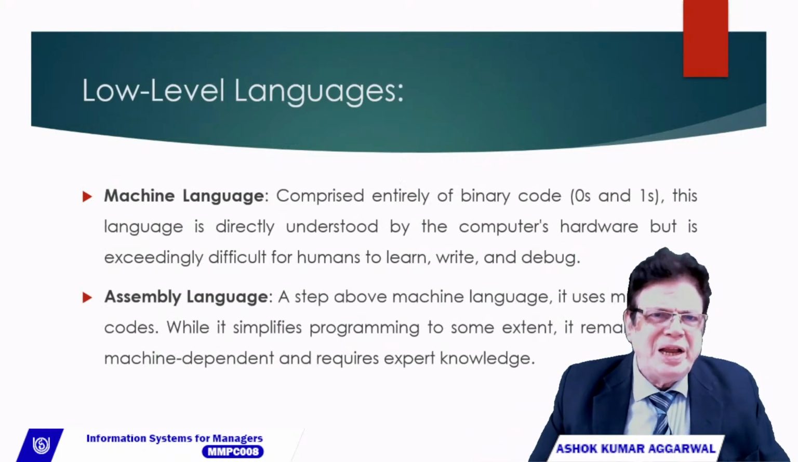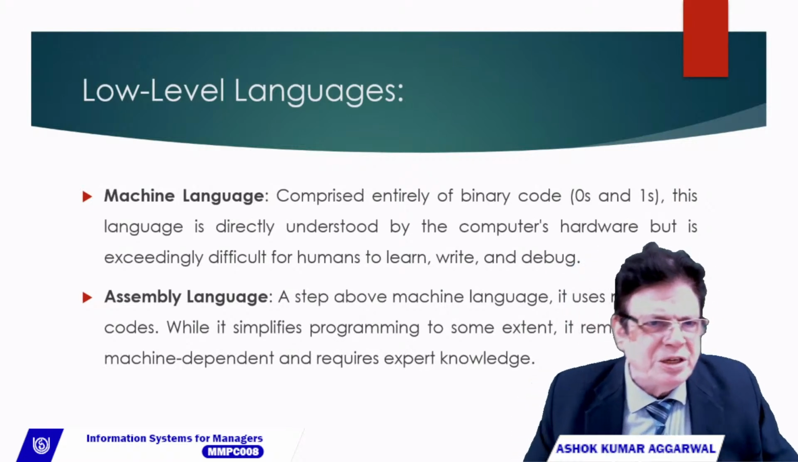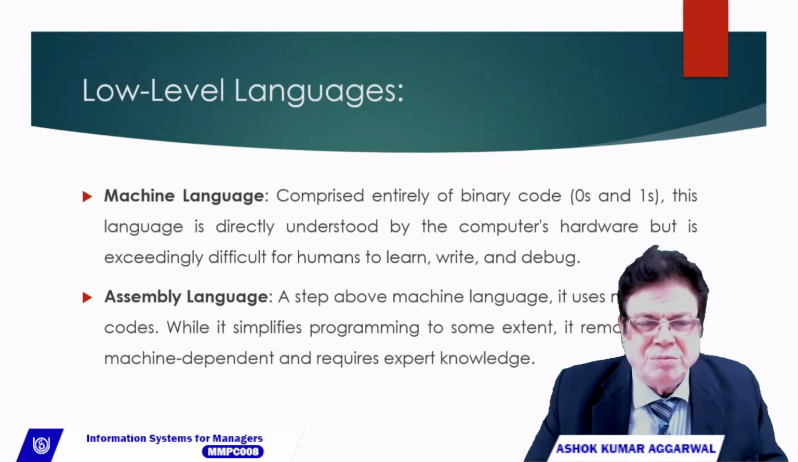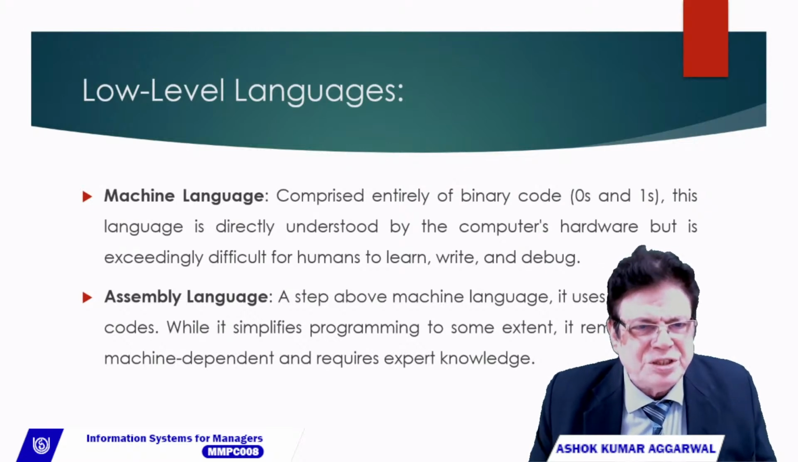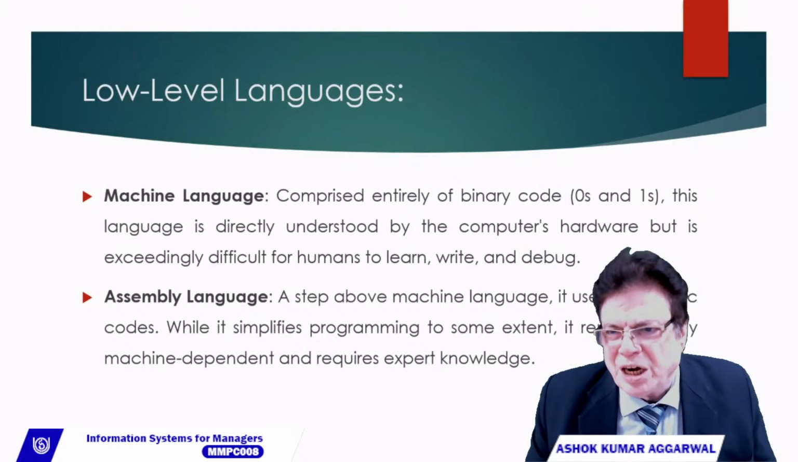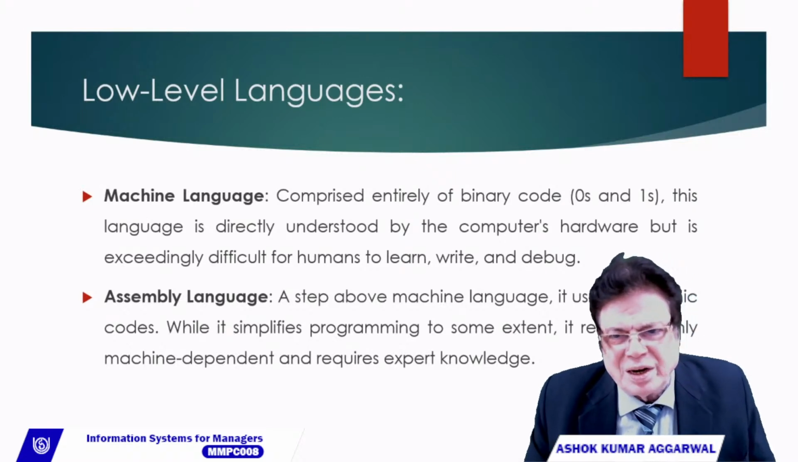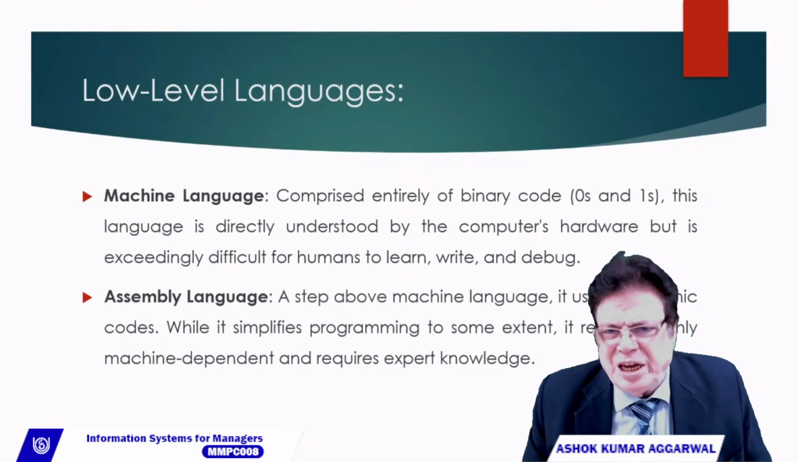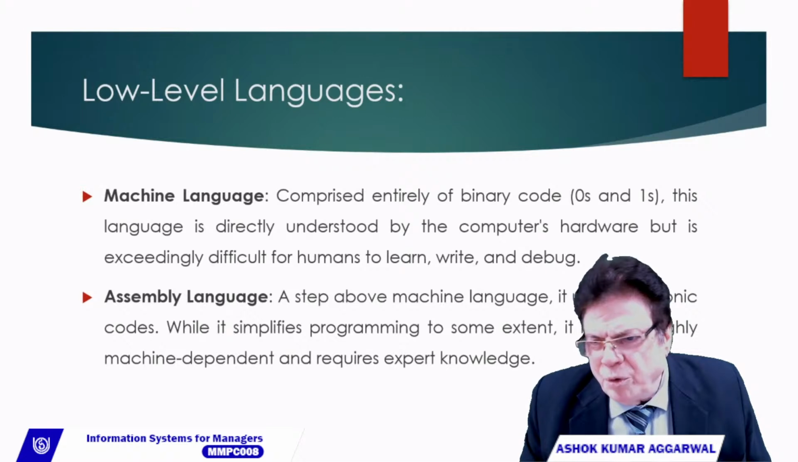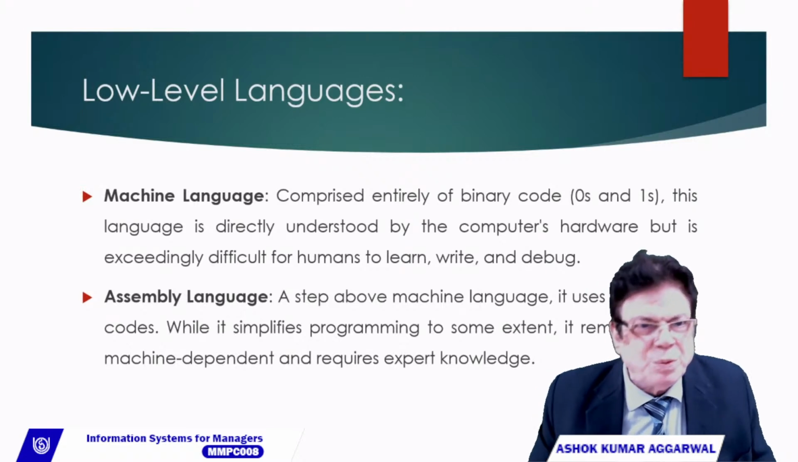Now, low-level language. Under low-level language, we studied machine language and assembly language. Machine language is comprised entirely of binary codes, 0 and 1s. This language is directly understood by the computer's hardware, but is exceedingly difficult for humans to learn, write, and debug. Next is assembly language, a step above machine language. It uses mnemonic codes. While it simplifies programming to some extent, it remains highly machine dependent and requires expert knowledge.